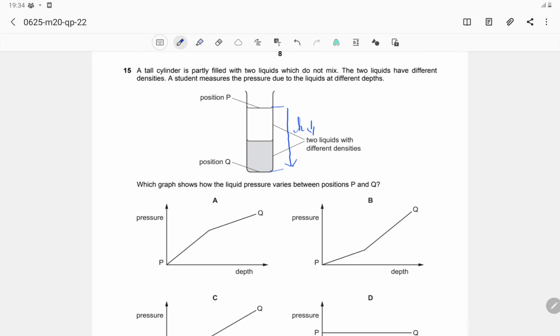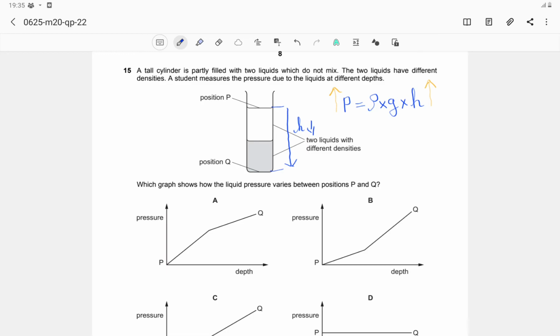Now let's see what is the equation of pressure in liquid. Pressure is equal to density of the liquid times gravitational field strength times the height, or in this case the depth from the position P. So now look at the equation. As we can see, when height or depth increases, what happens to the pressure? Pressure will increase.